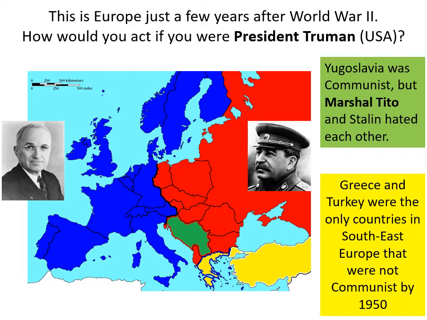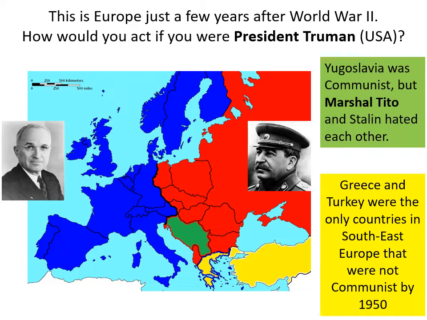Take a look at this map of Europe just a few years after World War II. So this is late 1947, early 1948. All of the red countries in Eastern Europe are the countries which are already communist and already under Stalin's boot. Remember, you've got that weird example of Yugoslavia, who is communist, but from this point onwards will not have good relations with the Soviet Union because their leader, Marshal Tito, hated Stalin and Stalin hated him.